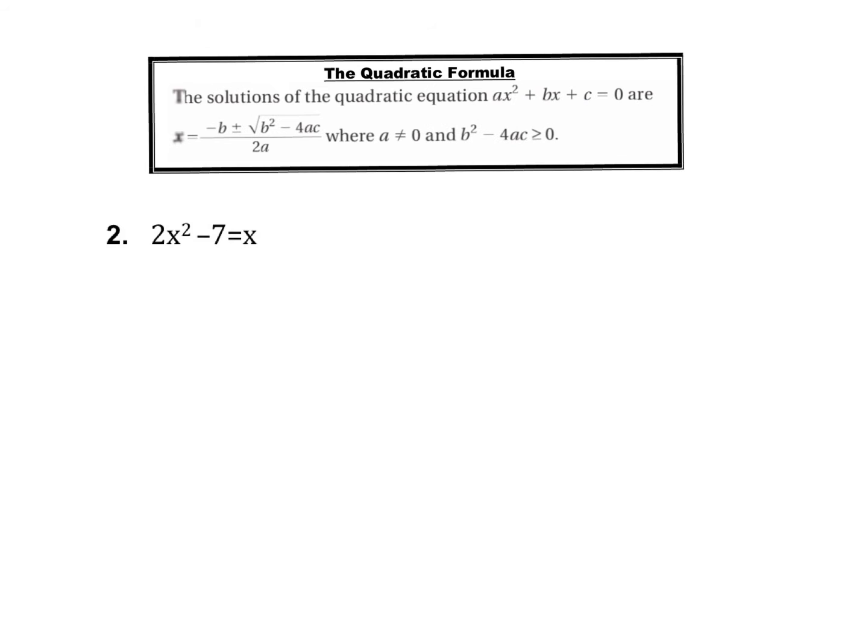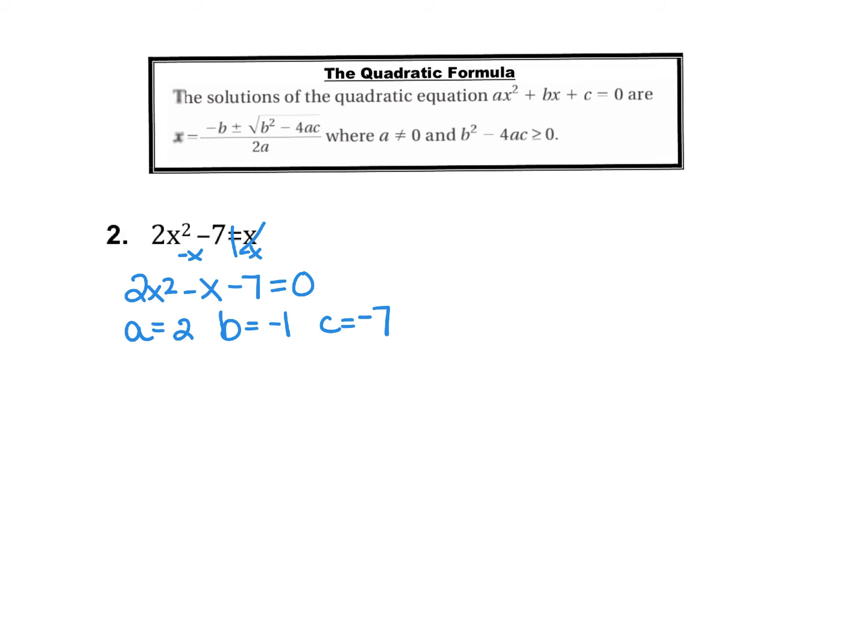All right, so number 2, I have 2x squared minus 7 is equal to x. Again, we want to rearrange this by subtracting x on both sides, so it's equal to 0. So I'm going to have 2x squared minus x minus 7, and that's equal to 0. Then remember, our next step is to identify the a, the b, and c. So a is equal to 2, b is equal to negative 1, and c is equal to negative 7.